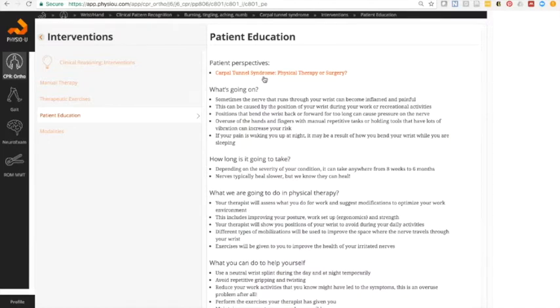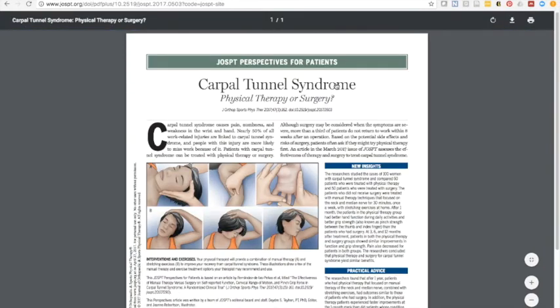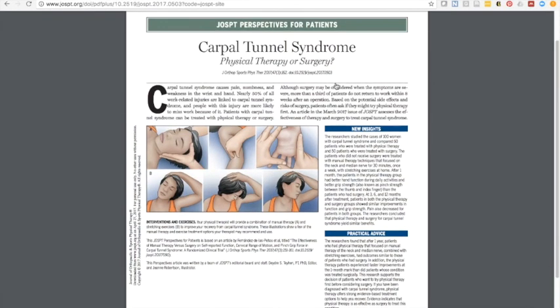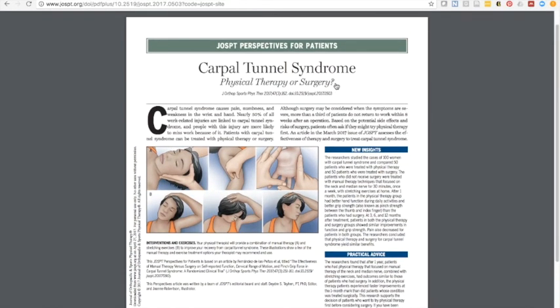You can also send them to the JOSPT patient perspective. You can click on that, and that should bring you to a patient perspective that the patient can read. And you can see that here. This is a new feature that we've added in an attempt to bring the highest level of patient education to the patient, and this is built into your PhysioU clinical pattern recognition ortho apps.